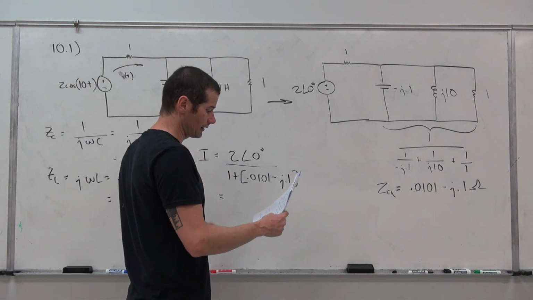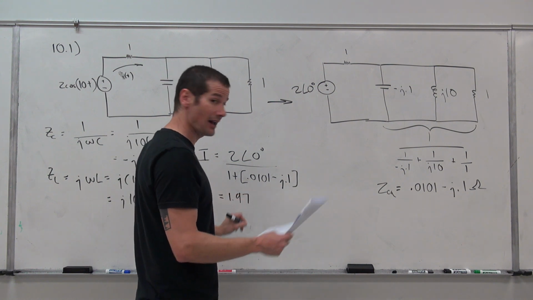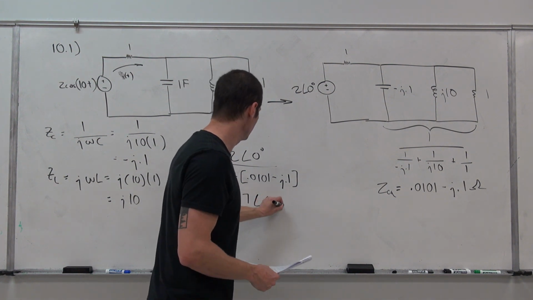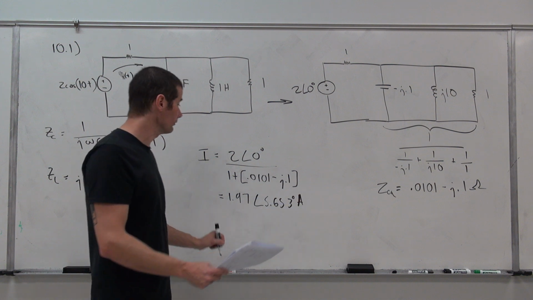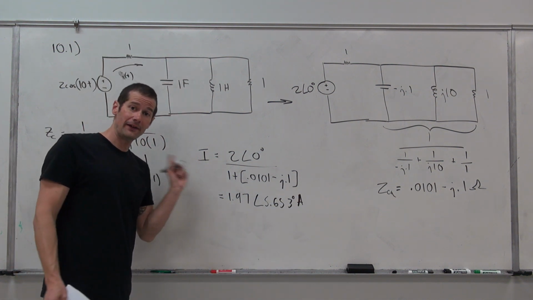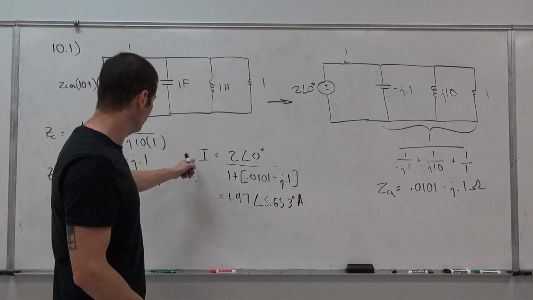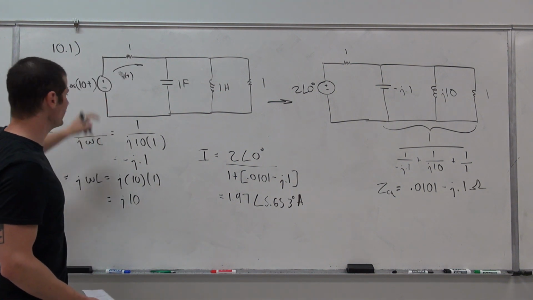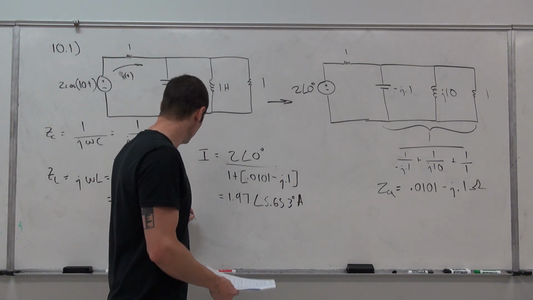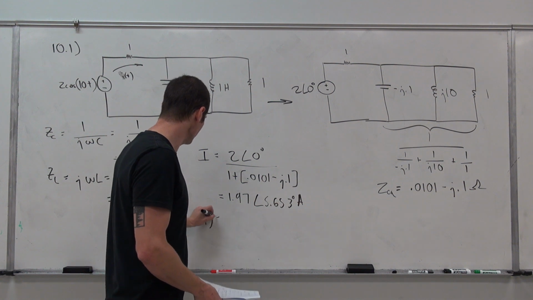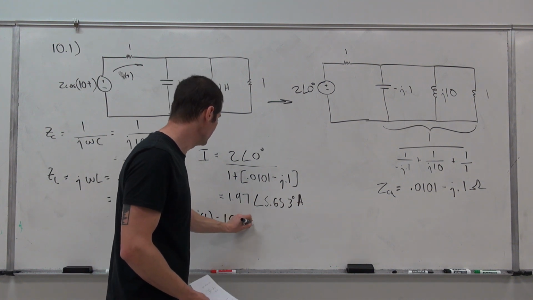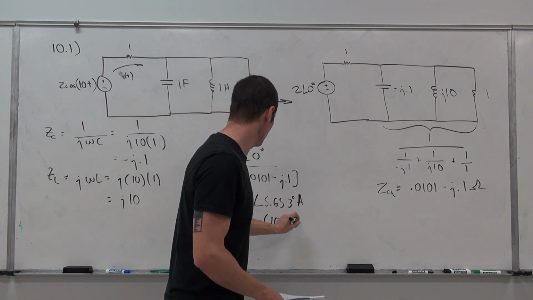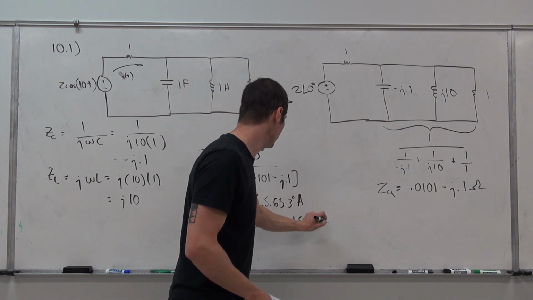And then that source current came out to be equal to 1.97 at an angle of 5.653 degrees amps. Now, here's the thing. That's in the phasor domain, essentially the frequency domain. But we can easily put this back into the time domain by considering that we actually do have cosine 10t here. So i(t) is equal to 1.97 times cosine of 10t plus 5.653 degrees amps.